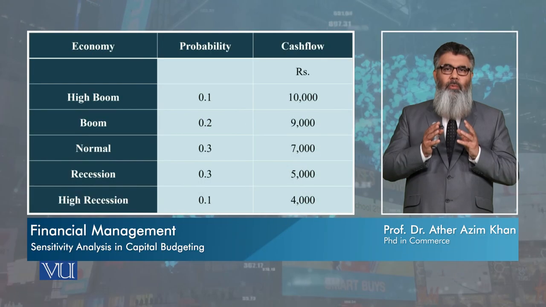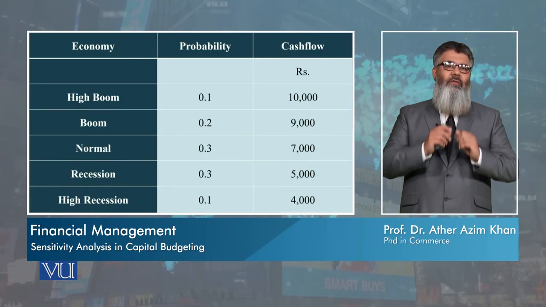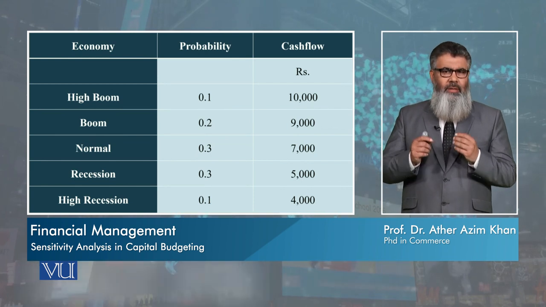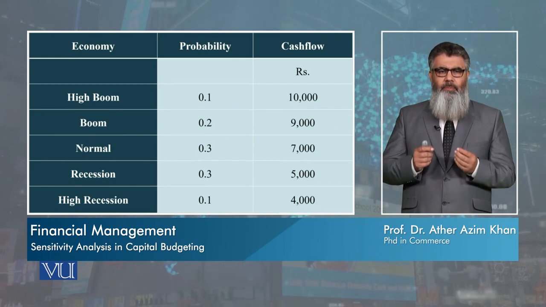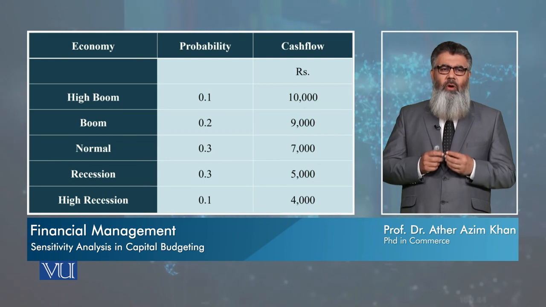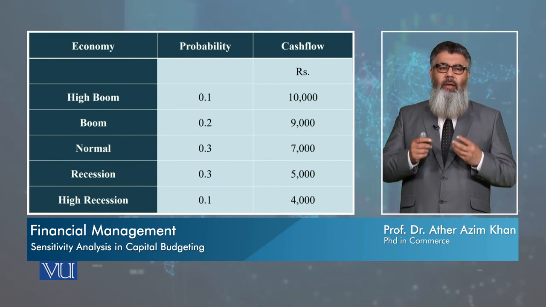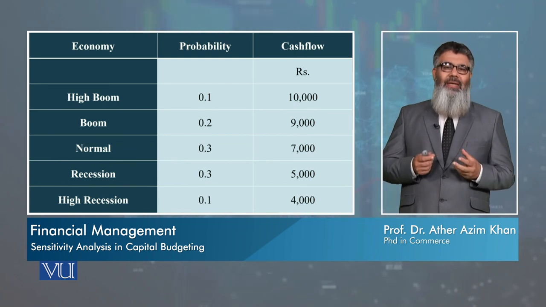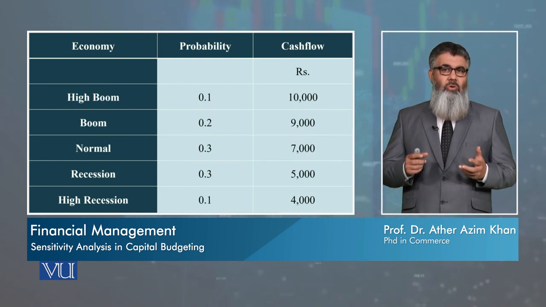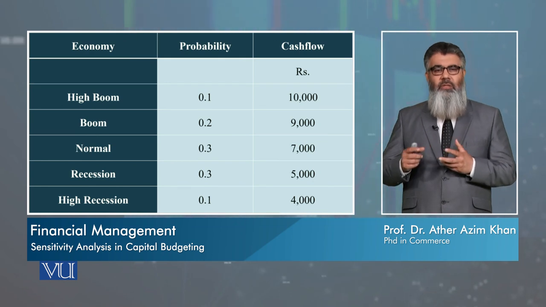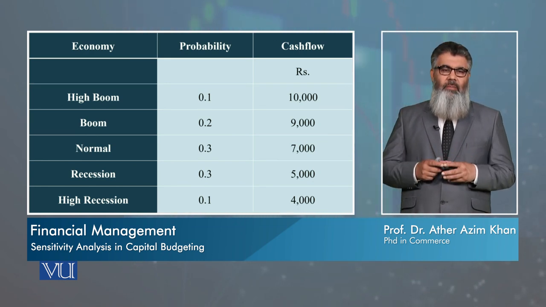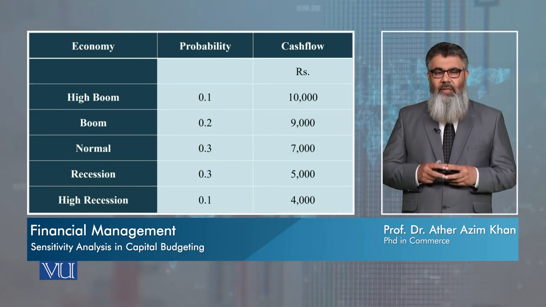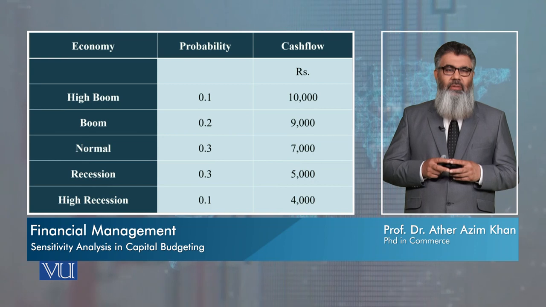That is the probability of having that state of economy. Point 1 indicates that there are 10% chances of having high boom in the economy, and there are 20% chances of having good economy, that is in boom, 30% of normal economy, another 30% of recession, and 10% of very high recession.